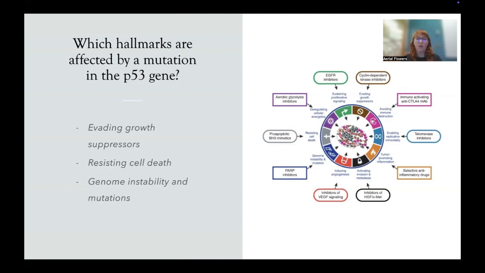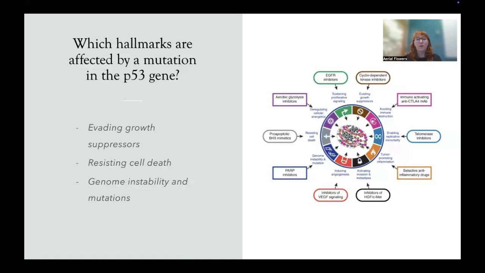The second hallmark that can be affected is resisting cell death. One of the functions of P53 is inducing cell apoptosis, or cell death, when appropriate. Induced cell death may be appropriate when errors in cell replication that cannot be easily repaired are detected. When mutated, P53 no longer has the ability to get rid of cells with replication errors, and this leads to the cell's ability to resist cell death.